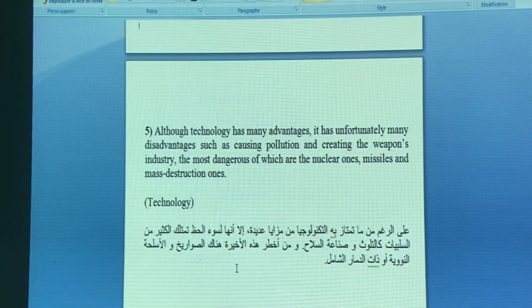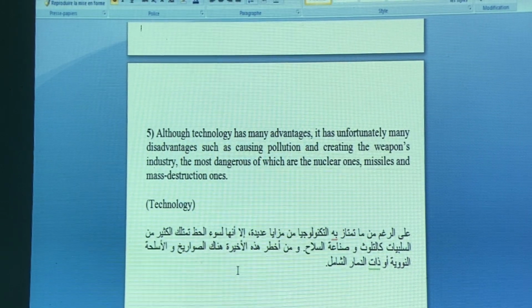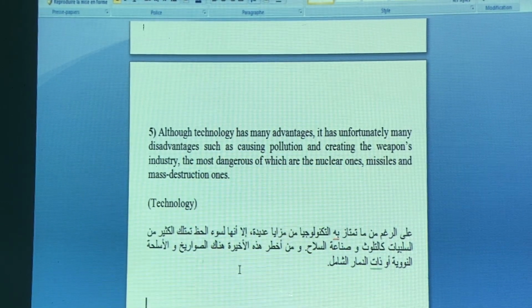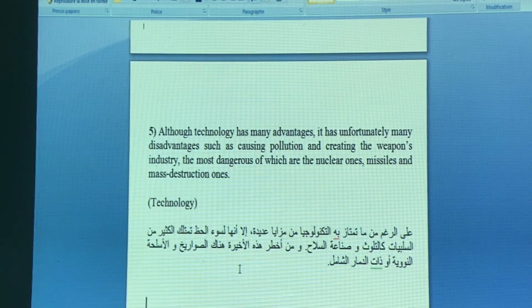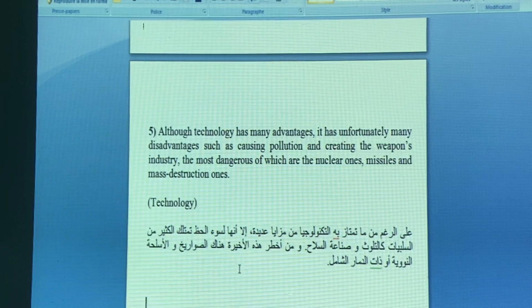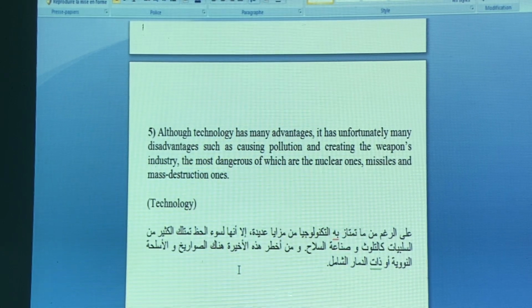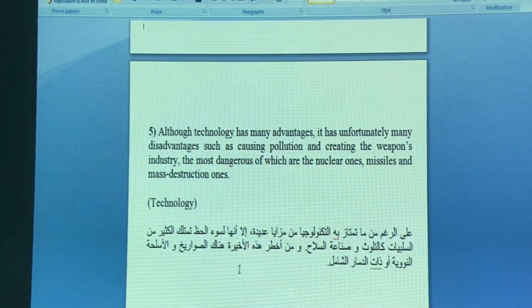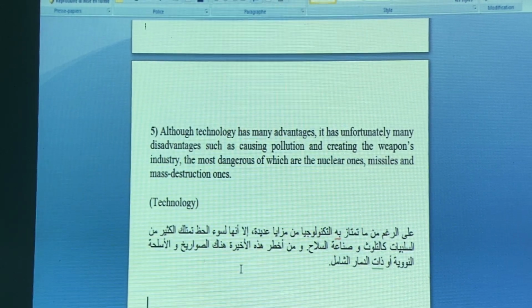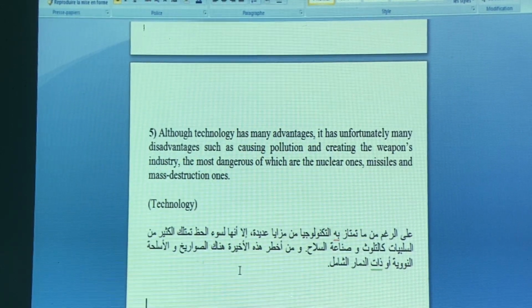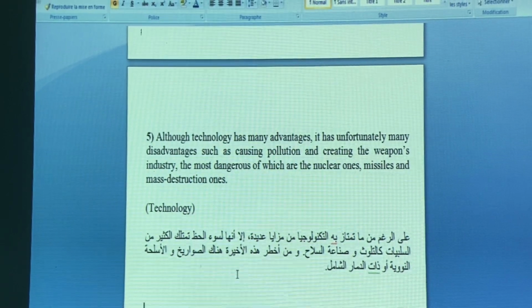Number 5. Although technology has many advantages, it has unfortunately many disadvantages, such as causing pollution and creating the weapons industry, the most dangerous of which are the nuclear ones, missiles, and mass destruction ones. The context here is technology, it's very clear. Here we have a contrast between advantages and disadvantages.